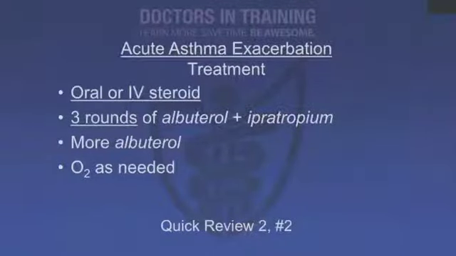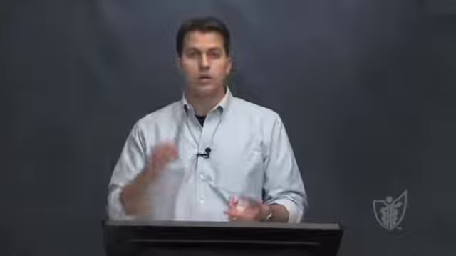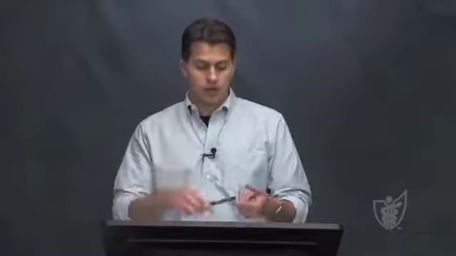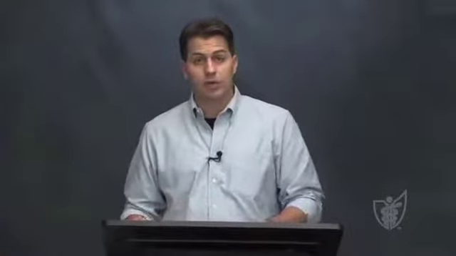But what if their oxygen saturation is very low? You give oxygen also. So now we have 4 things: steroids, albuterol, ipratropium, and oxygen as needed to raise your oxygen levels. Patients have to have oxygen, right? It's your ABCs: airway, breathing, circulation. If their pulse ox is very low, they're not getting enough oxygen, you've got to give it. If that means you have to intubate the patient, then by all means intubate the patient, give them some oxygen. So that's the quick way.